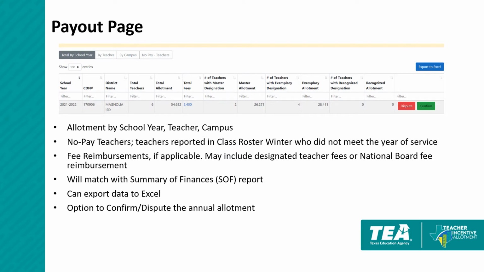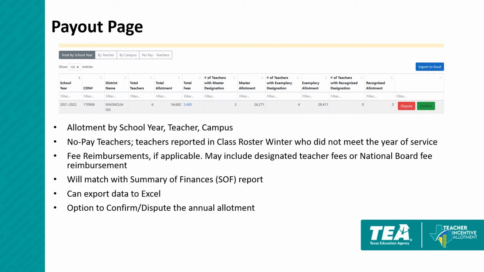On the SCOMS landing page, if you click Payout, it will take you to this Payout page. This displays the allotment by school year, by teacher, and by campus. There is also a tab for no-pay teachers. These are teachers who were reported in the class roster winter submission who did not meet the creditable year of service. Please note, the no-pay teachers tab will only show teachers who were reported in class roster winter submission. It will not show other designated teachers who may be working in the district.